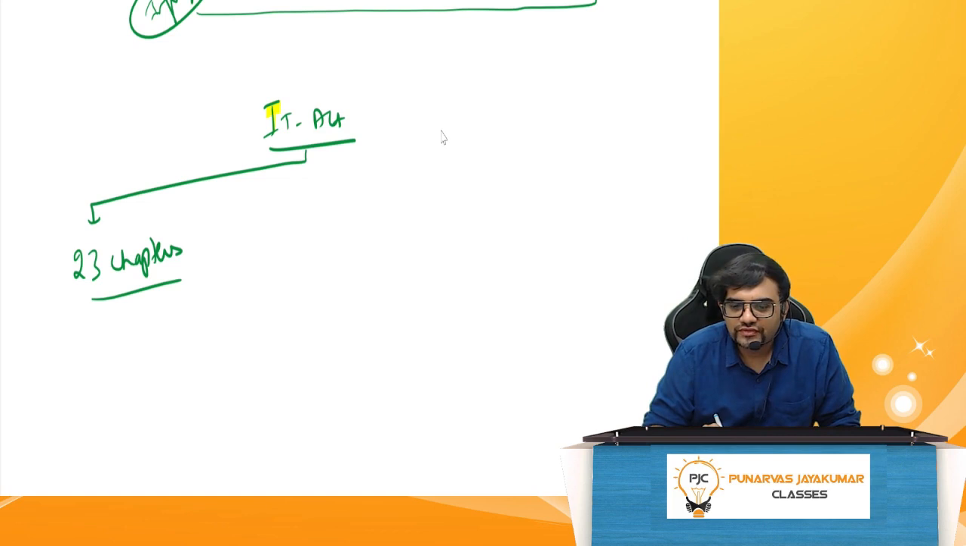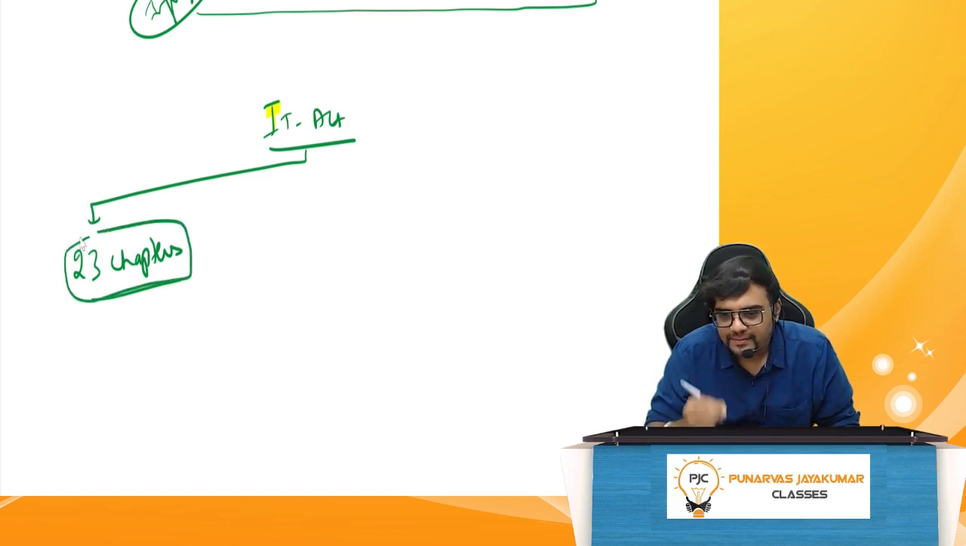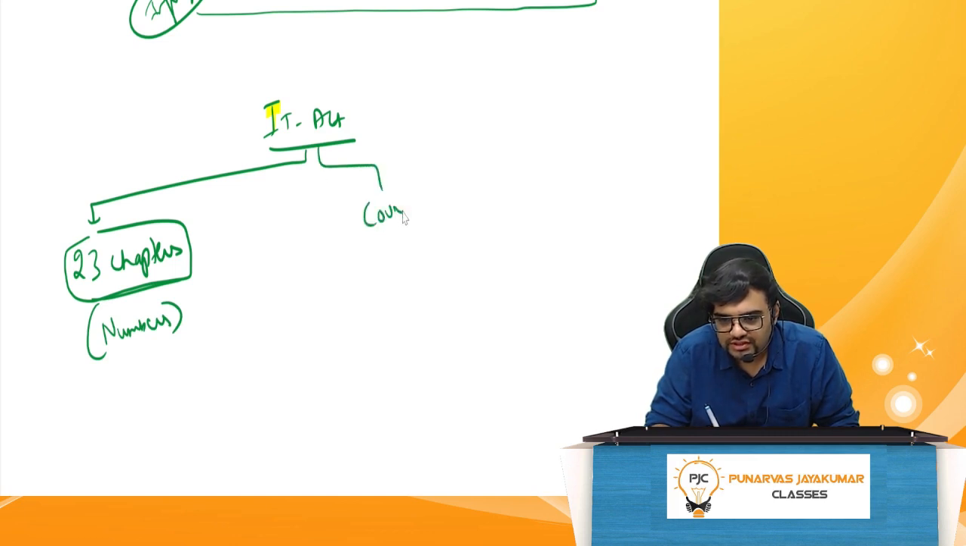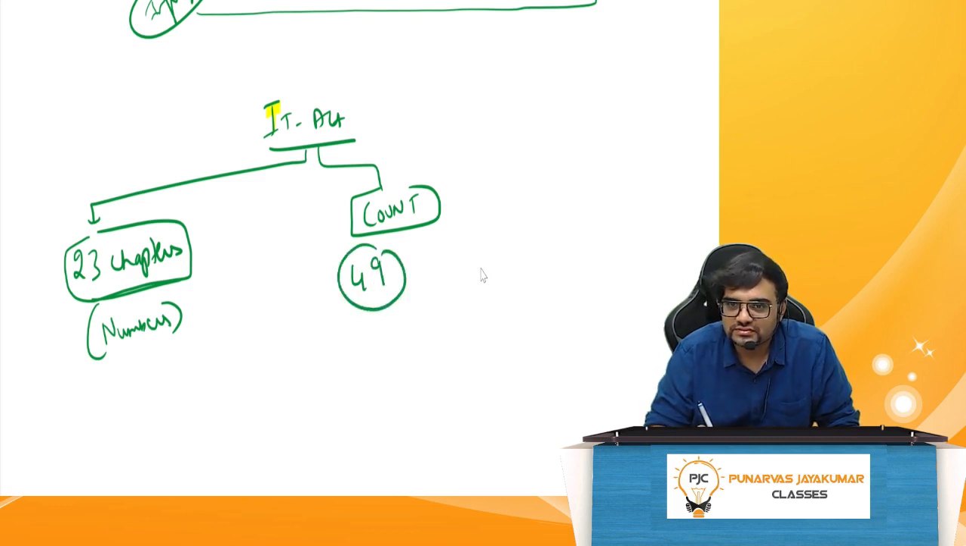Yeah. So if you see, 23 chapters we have, as far as the numbers are concerned. But actually, what is the count? Sir, let's not waste time. I'll only tell you. There are 49 as far as count is concerned. Chapter 6 is 1, chapter 6A is 1, so there is 2. Like that, if I count, 49 chapters are there. That's the basics we should know.